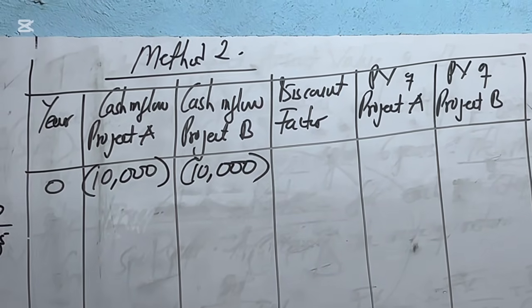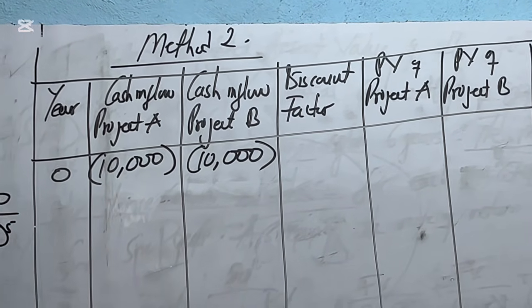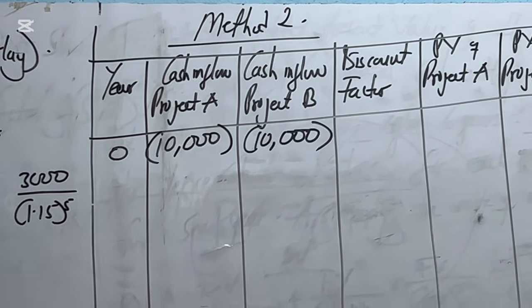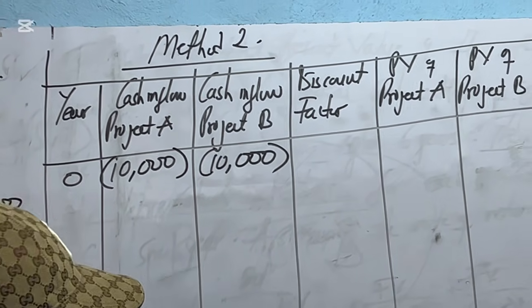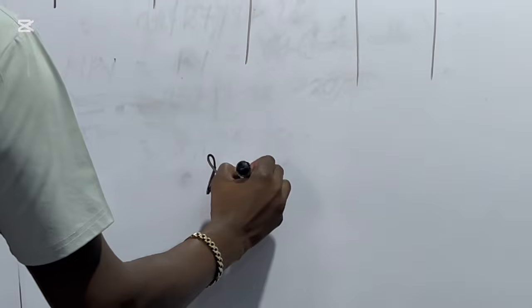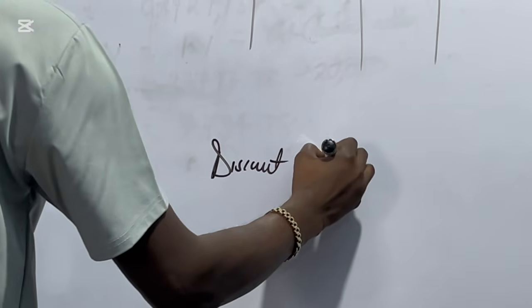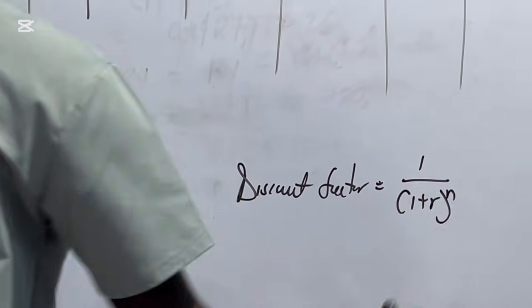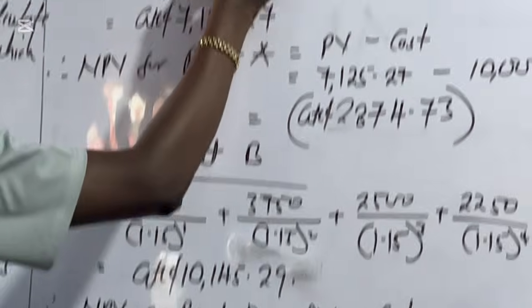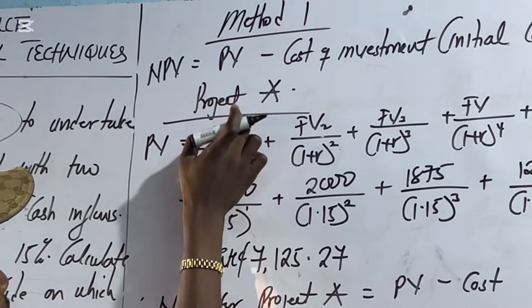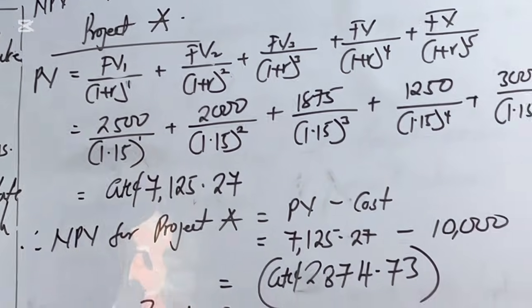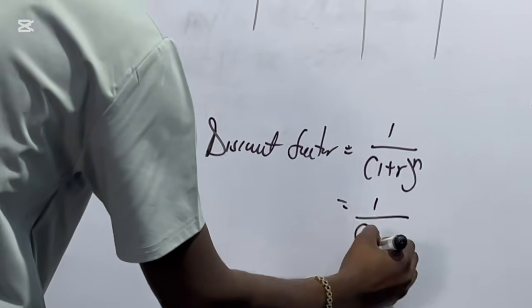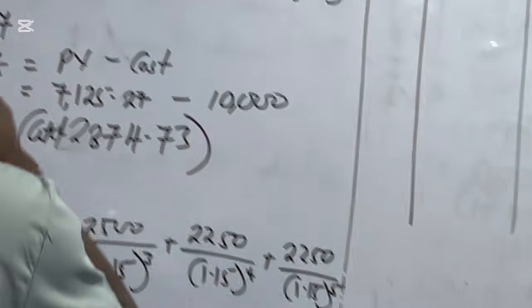Now, what will be our discount factor? In our previous lesson, we treated how to calculate a discount factor. And we said, when we say discount factor, this is the formula for discount factor. We said it's 1 over 1 plus r raised to the power n. You see, it's just like this. A figure here, but here is 1. Then that is it. So 1 over 1 plus r, where r is the 15%.